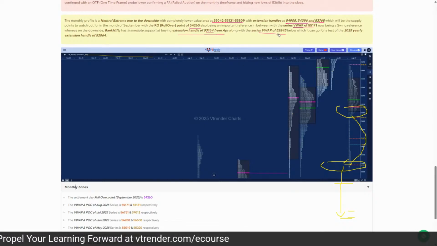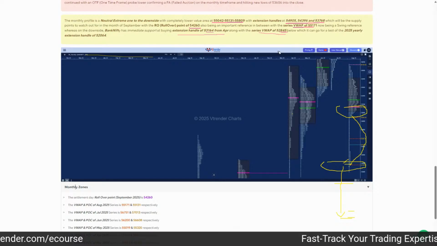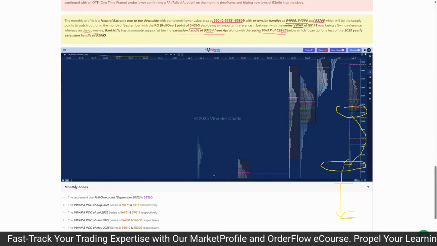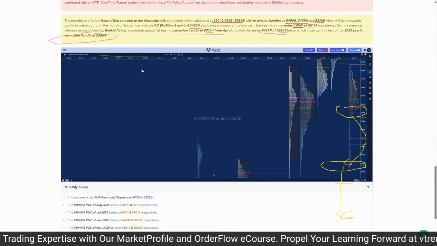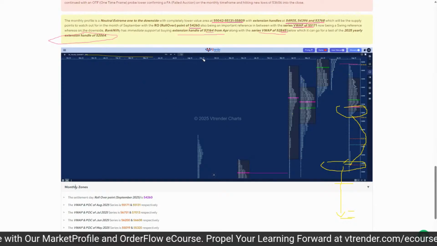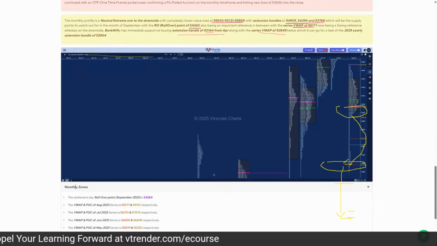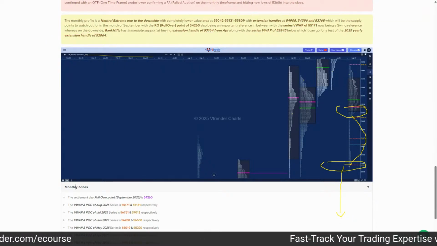So that series VWAP of 52845 would be the first reference, which is also coinciding with the 180R target from this failed auction, the monthly failed auction, which we have left. And this is that extension handle which I was talking about, 52064. So these are the important downside references for the month of September, which we will be watching in case we move lower.